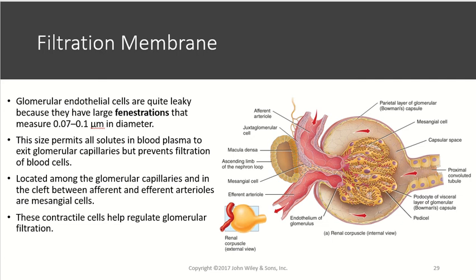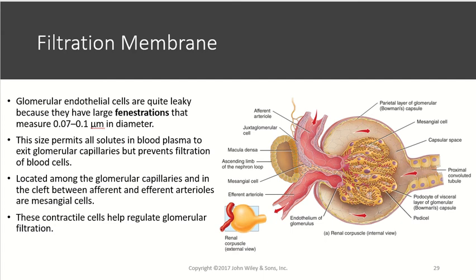The glomerular endothelial cells are going to be quite leaky in nature, and this is because they're going to have those large fenestrations that we mentioned. And these are going to be anywhere from 0.07 to 1 micrometer in diameter, and that does sound small, but as far as active filtration is concerned, it's just a little bit larger. So this size is going to allow all solutes in the blood plasma to exit the glomerular capillaries, but it's going to prevent the filtration of blood cells.